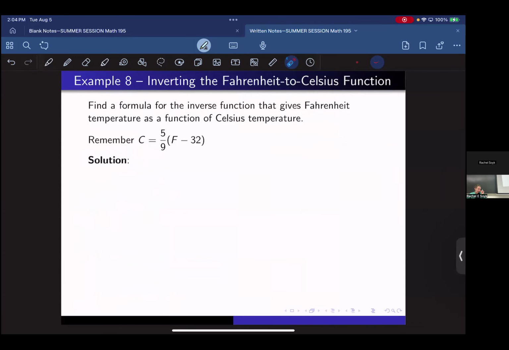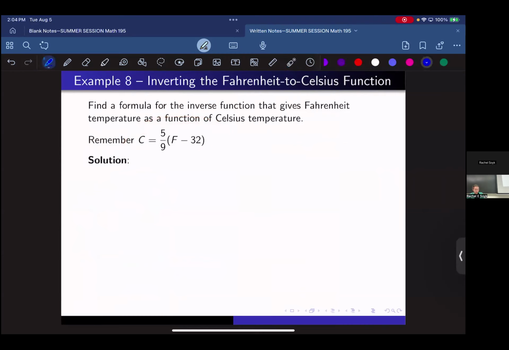We have example 8, where we're dealing with Fahrenheit and Celsius and inverting it. So that we can see, instead of plugging in Fahrenheit to get your Celsius, what if we just plugged in Celsius to get your Fahrenheit? It's a very useful formula to know, especially if you travel a lot.